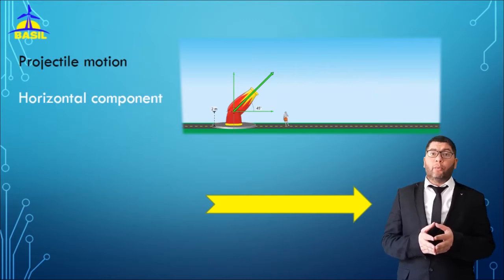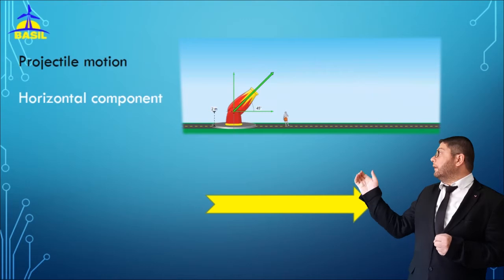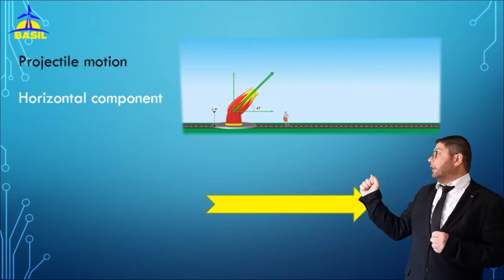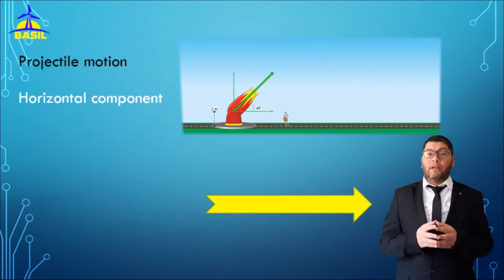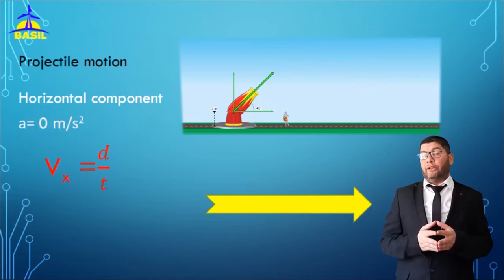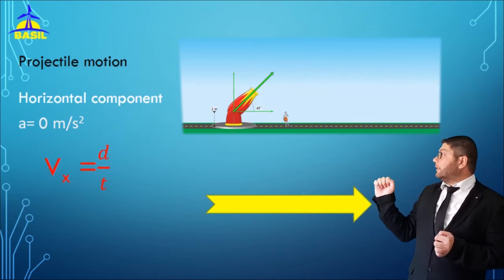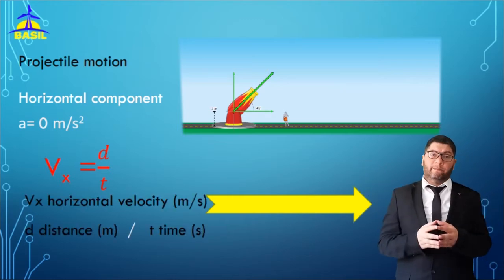We start with initial velocity Vx, and this velocity is not changing in the horizontal component. So the acceleration is zero. And the equation of the horizontal component is Vx equals dx over t.